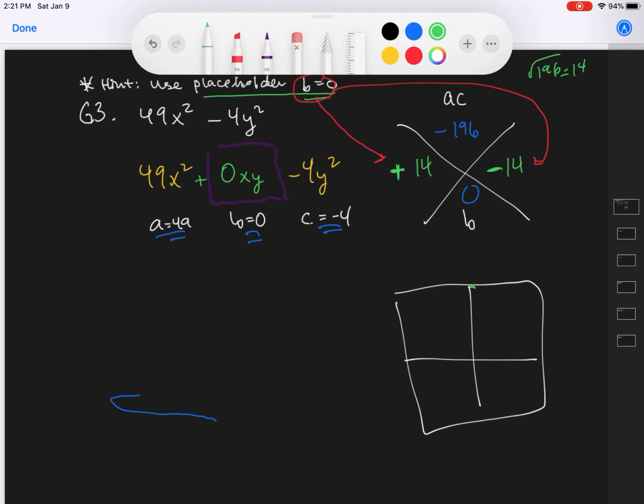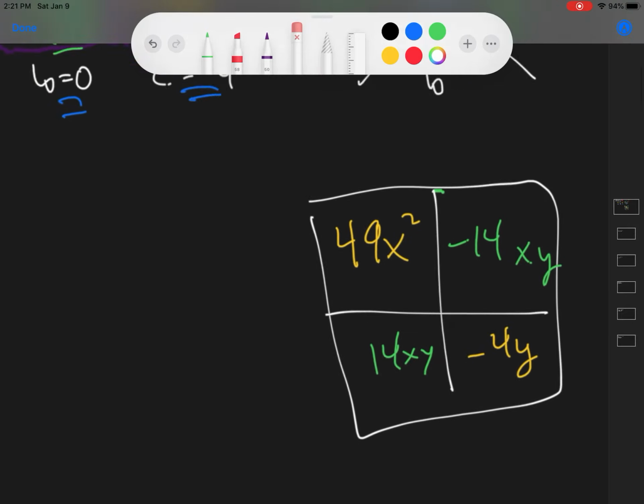Okay, now I'm going to use my box now. I'm going to put in the first term. I'm going to put in the last term. And then I have this 14 and negative 14. But remember what it's splitting. It's splitting in xy. So I'm going to put an xy here. xy. Okay? Erase that. Okay. So let's go ahead and just factor.